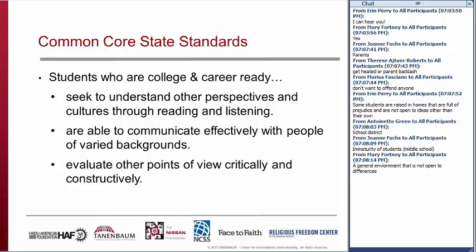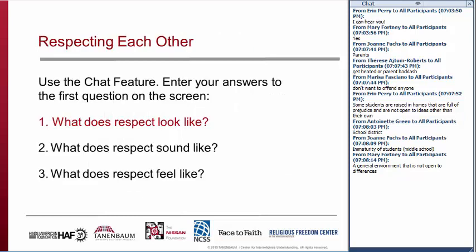So what's about to come up on the screen is another opportunity for us to use the chat feature. And with these three questions that you see on the screen, I'd like for you to just really answer the first one only. So if you can enter using the chat feature how you would respond to what does respect look like? What does the idea of respect physically look like?